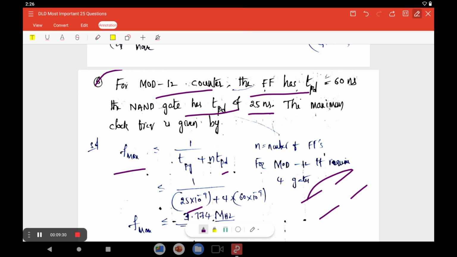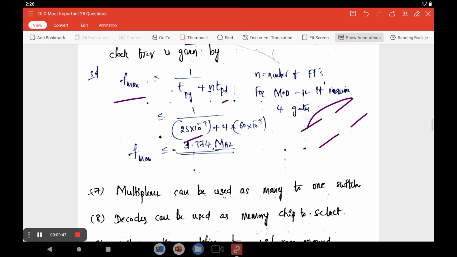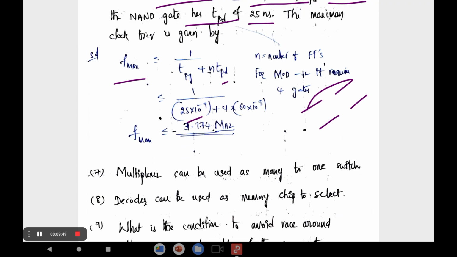So I will mention here N is equal to the number of flip-flops required for a mod 12 counter. Obviously it requires 4. Okay, therefore 4 into the propagation delay of the flip-flop, that is 60 into 10 power minus 9. Therefore if you calculate, it becomes 3.77. You will get the answer 3.77 as the corresponding answer for this case. Okay.